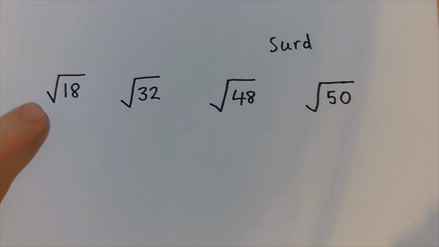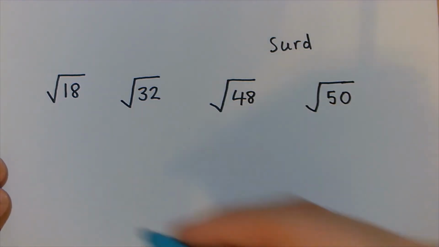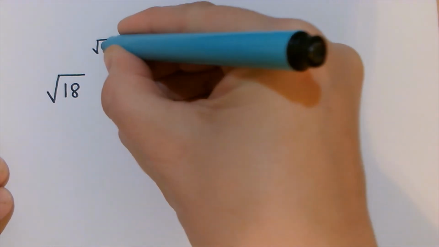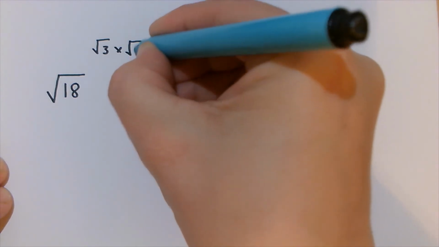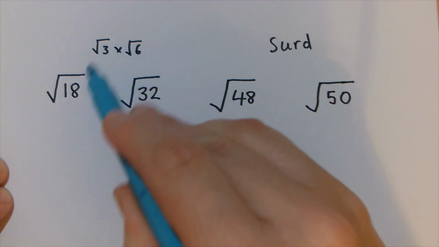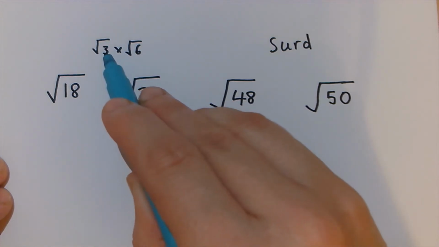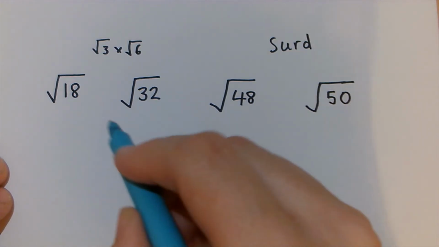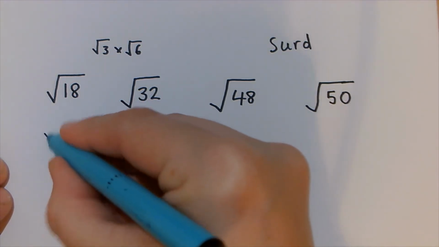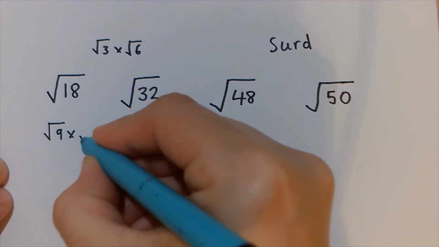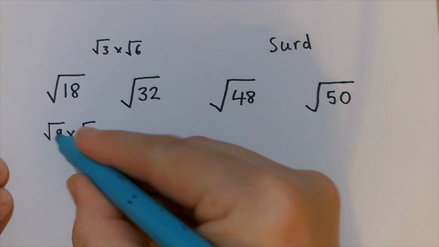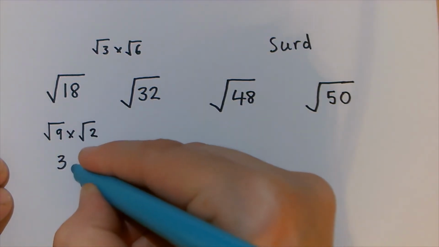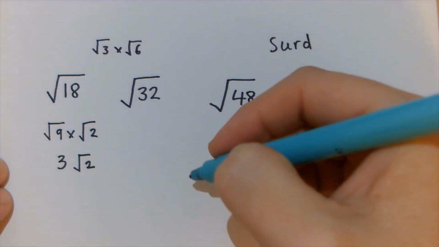Okay, so let me show you with this one here of how you can simplify it. So square root 18 can be written as the square root of 3 times the square root of 6, because 6 times 3 is 18. But we don't know the square root of 3 or the square root of 6 because there's not a square number there. So the trick is to look for a square number. So you could also have the square root of 9 times the square root of 2. And what is the square root of 9? It's 3. So my answer is 3 times root 2, and we just leave that as 3 root 2.